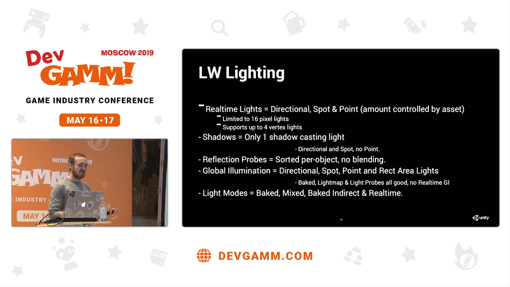We still have things like reflection probes, global illumination, and different light modes, such as baked, mixed, baked indirect and real time. So all of the things that you're used to in the built-in pipeline are all there, but just a bit more limited because we can only have certain shadows or a certain number of lights. But again, this is to give what we call performance by default. So this is all part of helping you as users be more performant from the outset.